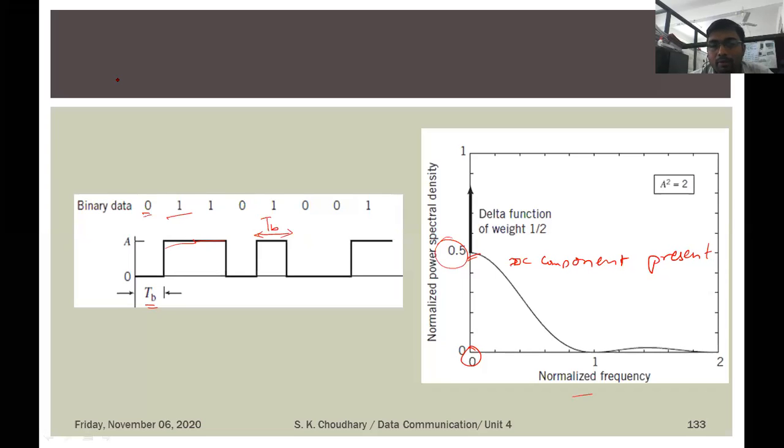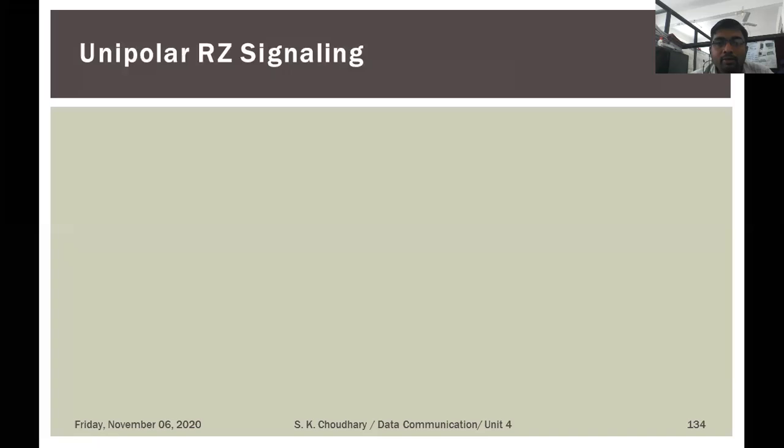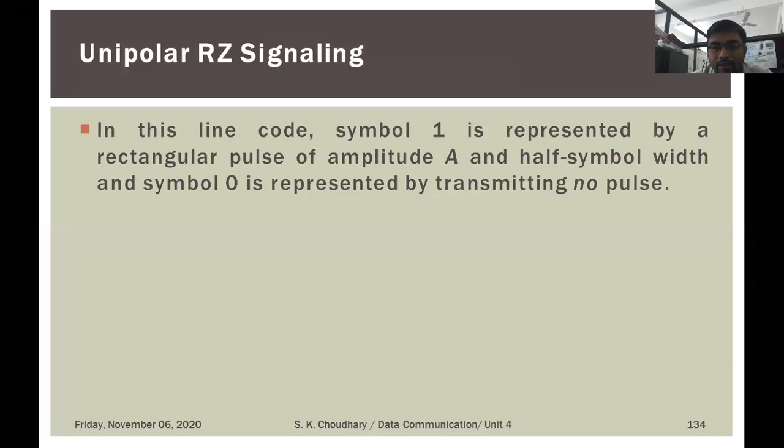Everyone, please take a screenshot of this representation, because in the examination they will give some binary pattern and ask you to draw the unipolar NRZ, bipolar RZ, and other signaling and line coding methods, and you have to draw the diagram. Now we move to the second one, that is unipolar RZ signal. Now we have to understand the difference between NRZ and RZ.